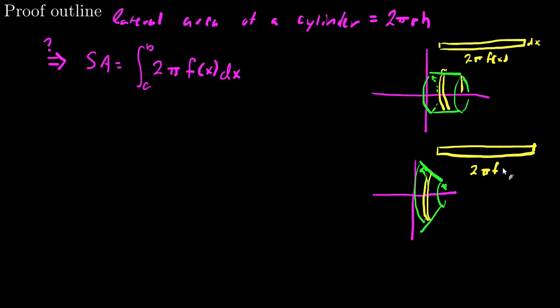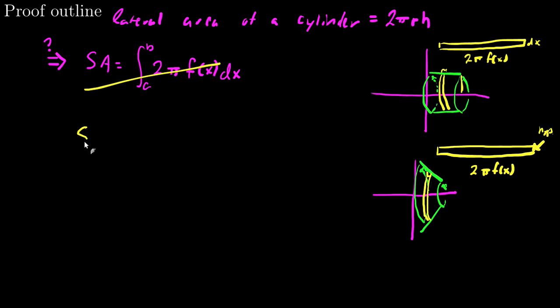But the big difference is the height of this rectangle isn't dx. It is the hypotenuse of this little triangle here, which can be a larger proportion different. So this is missing something. And what's missing is that hypotenuse.